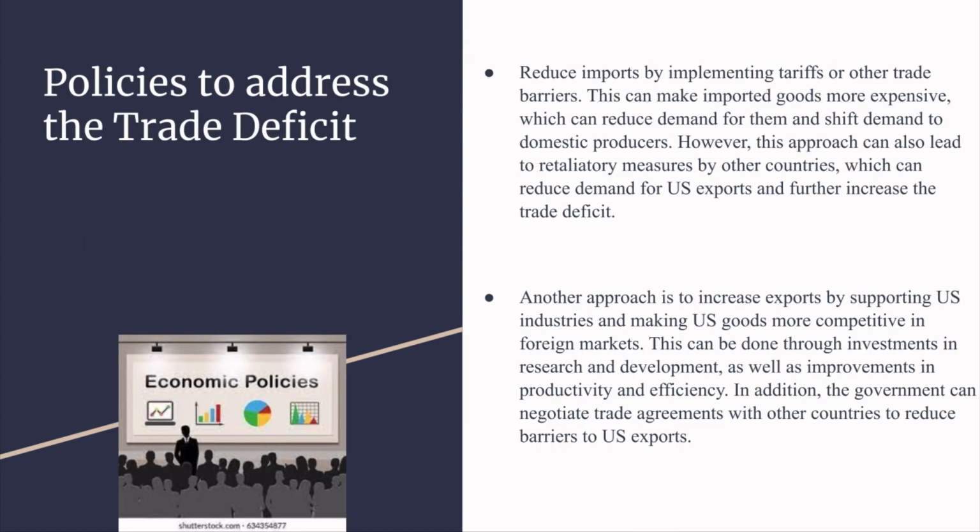Part 6 covers some policies to address the trade deficit. There are several policies that can be used to address the trade deficit. One approach is to reduce imports by implementing tariffs or other trade barriers. This can make imported goods more expensive, which can reduce demand for them and shift demand to domestic producers. However, this approach can also lead to retaliatory measures by other countries, which can reduce demand for exports and further increase the trade deficit.